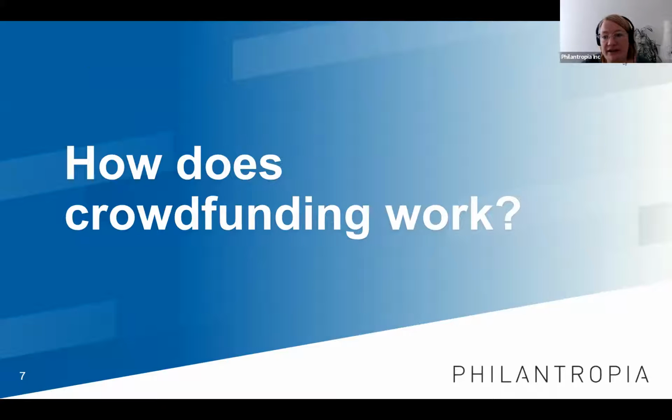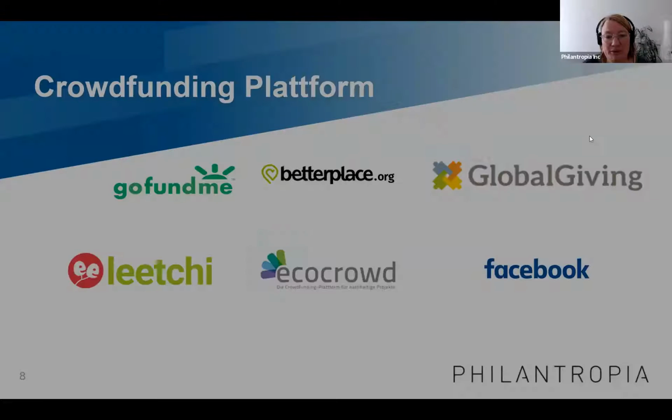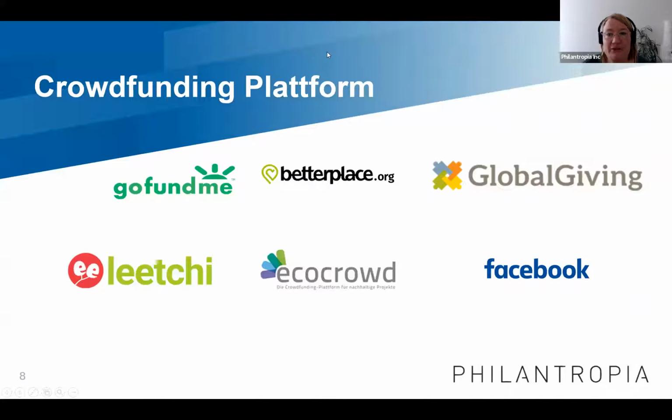So how does crowdfunding work? What's the procedure behind it? For donations, there are many crowdfunding platforms that are really helpful. On these platforms, you sign up. Sometimes you have to be invited, sometimes you have to apply, sometimes you can just sign up and that's that. And they offer you the opportunity to craft a page for your project, where you present your work, and then people can donate.